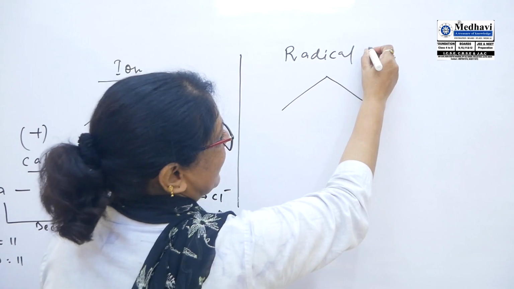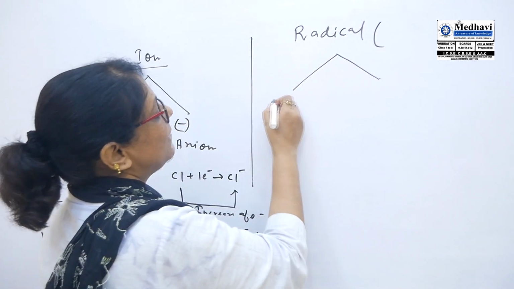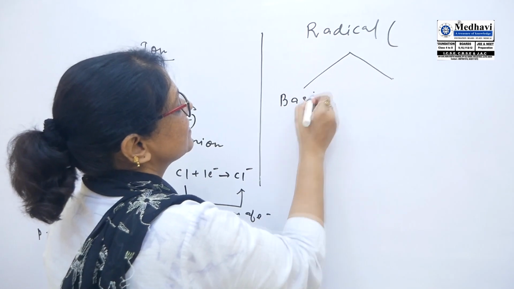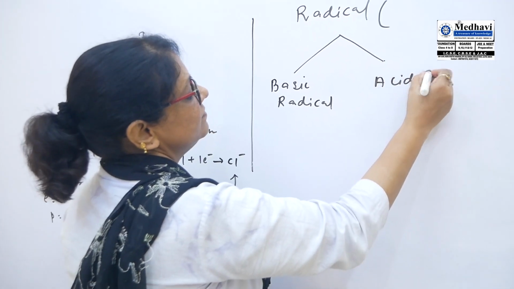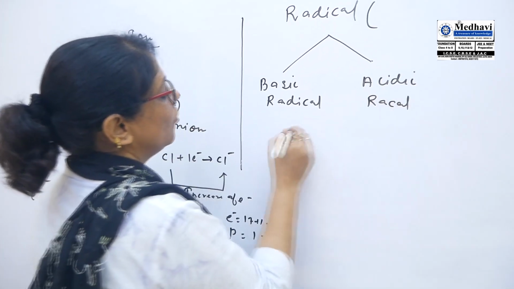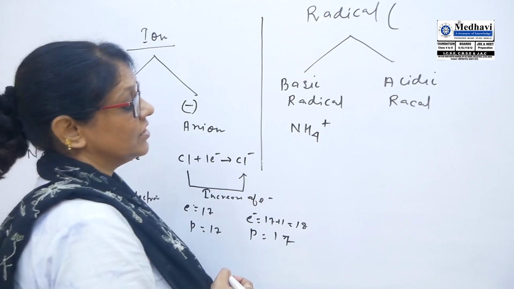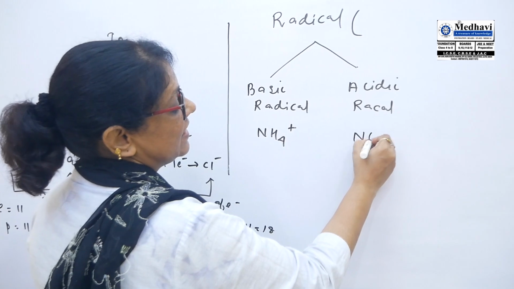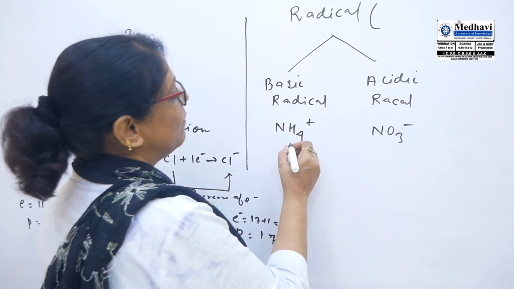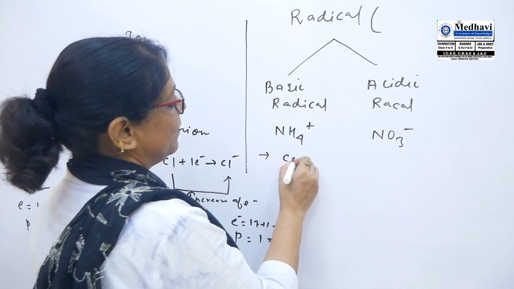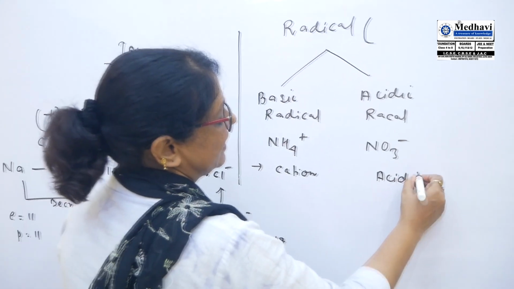First, what are radicals? We can say that they are a group of atoms having a positive or negative charge. There are two types of radicals: first is the basic radicals and second is the acidic radicals. The NH4 plus ion, the ammonium ion, is a basic radical, whereas the nitrate ion is an acidic radical. So all the cations are called basic radicals and all the anions are called acidic radicals.